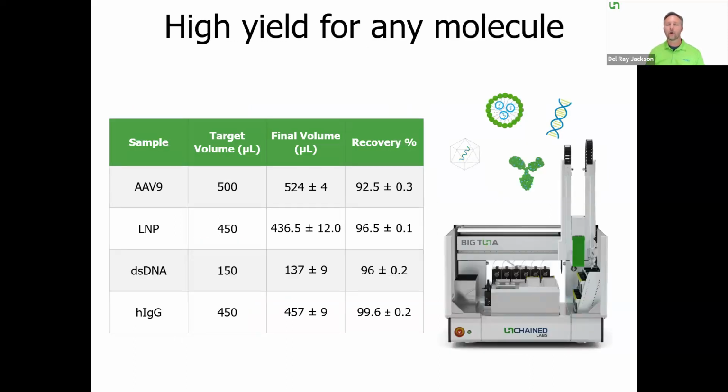And it's a wide range of biomolecules. So we talked about the menu of them at the beginning of this, and we don't know exactly what you're working with, but whatever it is, if you're working in biologics and gene therapy, drug development, Big Tuna can work for you. So here's a quick example of AAVs, LNPs, some nucleic acids, and then again, IgG are great standard. And these are example recoveries that you can get, but across the board, they're quite high.